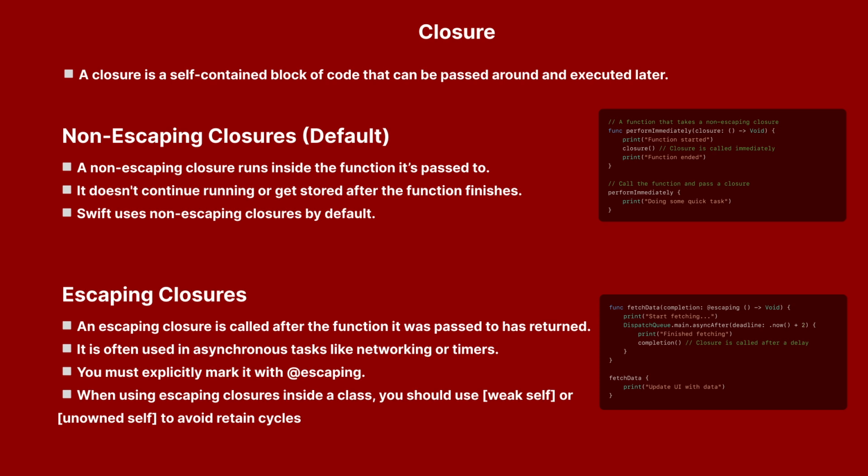On the other hand, an escaping closure is one that can be called after the function it was passed to has returned. This usually happens in asynchronous operations such as network requests, timers, or completion handlers, where the closure needs to be stored and executed later once the task finishes.